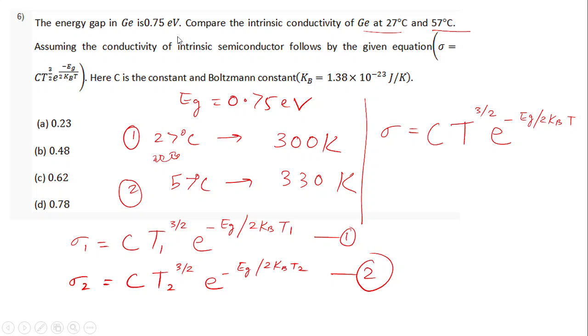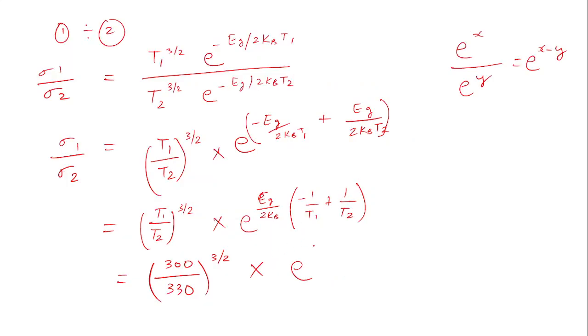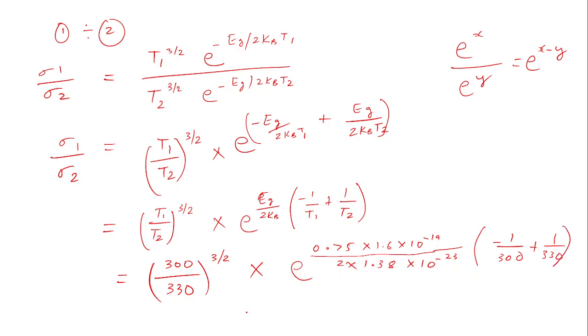electron volt. Now electron volt we need to change to joules, and 1 electron volt, just to recall, is 1.6 times 10 to the power minus 19 joules. Okay, 0.75 electron volt means 0.75 multiplied by 1.6 times 10 to the power minus 19. In division we have 2 and kB. kB is 1.38 times 10 to the power minus 23 joule per Kelvin. And what are we left with? Minus 1 over T1, T1 is 300, plus T2 is 330. When we solve all this, let's see what we get.